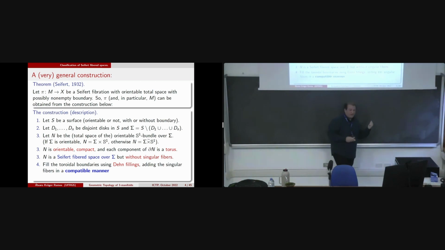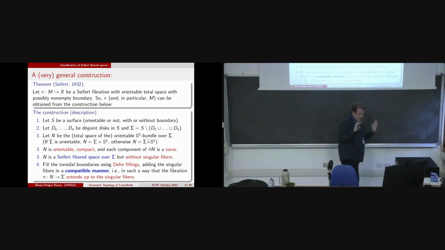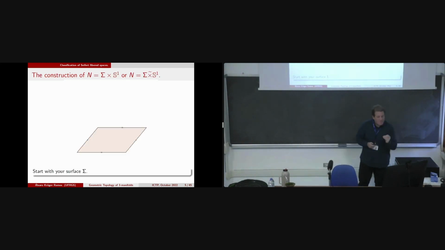I will explain what that is. And you add the singular fibers in a compatible manner with this Seifert fibration structure that you already have from sigma. Yeah, so the fibration that you have over sigma will extend. So these are the 4 steps. Step 3 is the longer one. You have 3 sub-steps. So let's explain this construction.